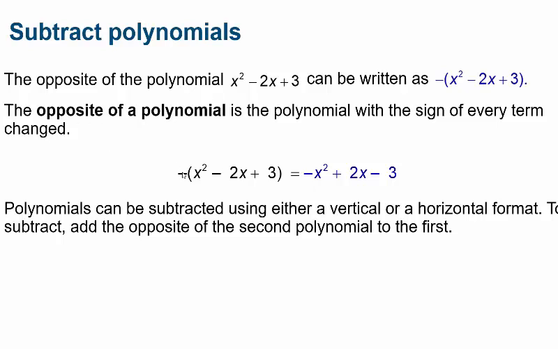So basically what you're doing is you're going to take this negative in front and distribute it to each term. So this negative goes to here, negative becomes positive, and a negative positive becomes a negative. Just like we did with addition, polynomials can be subtracted using either the vertical or horizontal format. To subtract, add the opposite of the second polynomial to the first. So basically just distribute that negative.